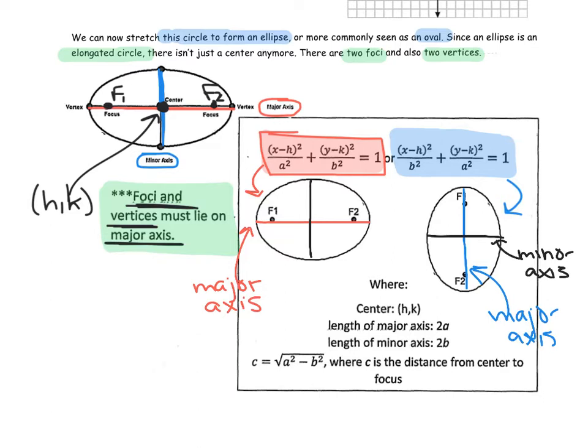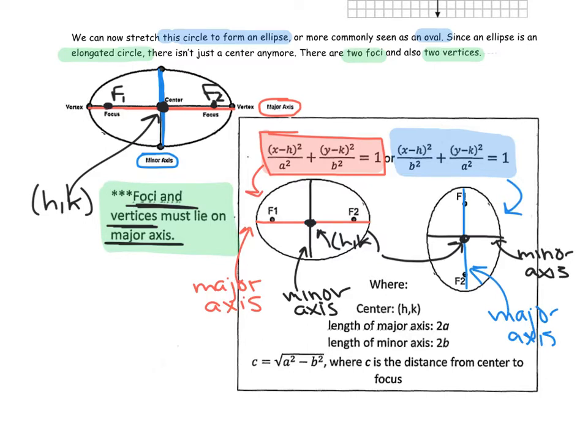So think about it like either being compressed horizontally or stretched vertically. There are two different ways we can look at it. All right, and then there's my minor axis. Now we're going to label each of these components. Okay, so center we know is going to be right here. So there would be my H comma K. Same thing here, I would have my center as H comma K.